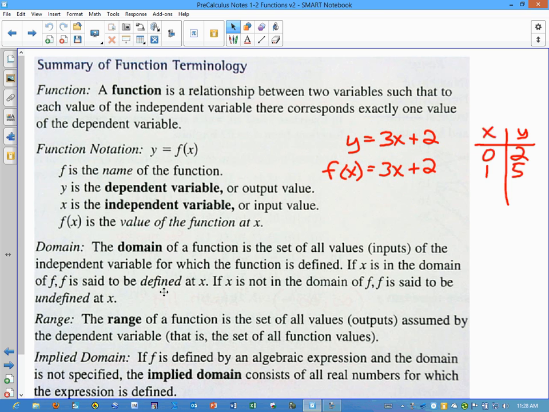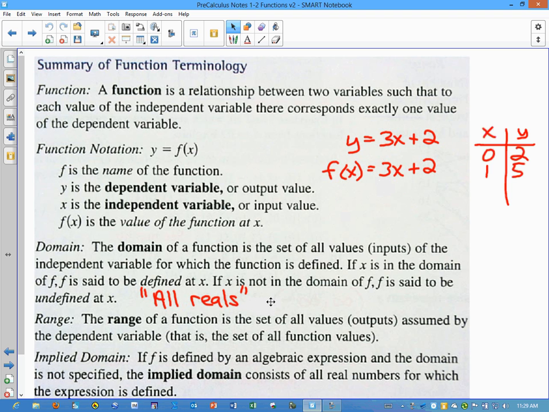Now, domains. The domain of the function is the set of all input values for that independent variable. And you're going to start to get into situations where you can have a domain that isn't defined everywhere. Now, for a polynomial, one great thing about polynomials, why we like working with polynomials, is that their domains are the set of all real numbers. Or in other words, we would say all reals is a short way to say that, but all real numbers would be the domain of a polynomial.